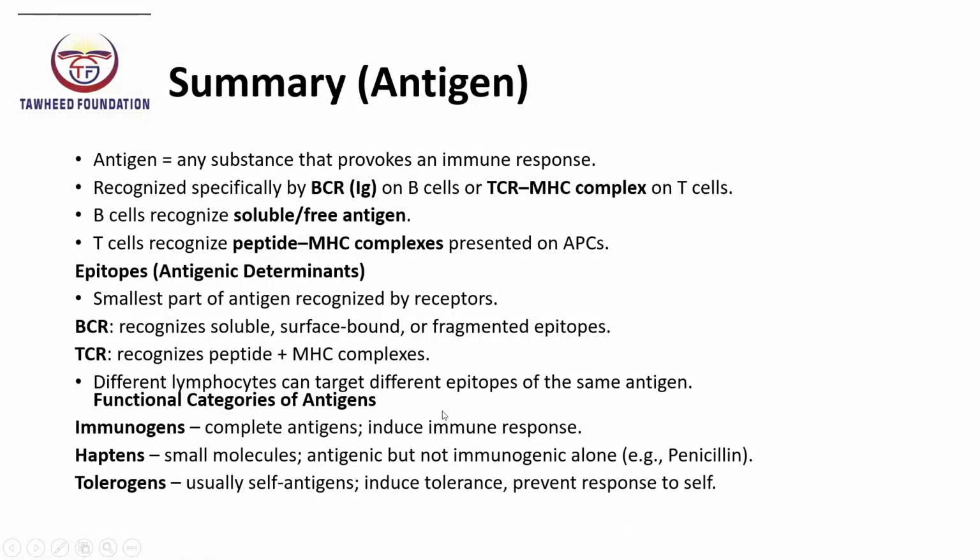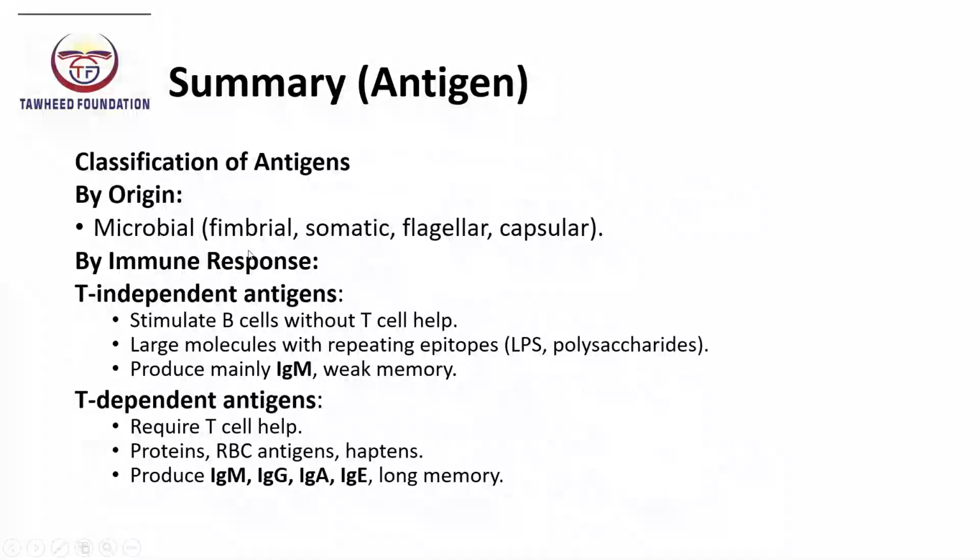Functional categories of antigens. Immunogens are complete antigens, which induce immune responses. Haptens are small molecules, antigenic but not immunogenic alone. An example is penicillin. Tolerogens are usually self-antigens, which induce tolerance and prevent response to self.